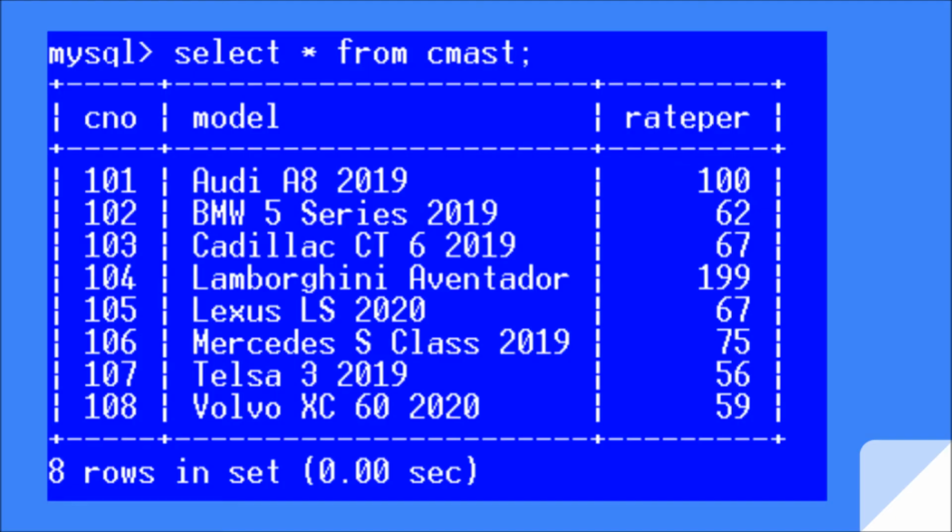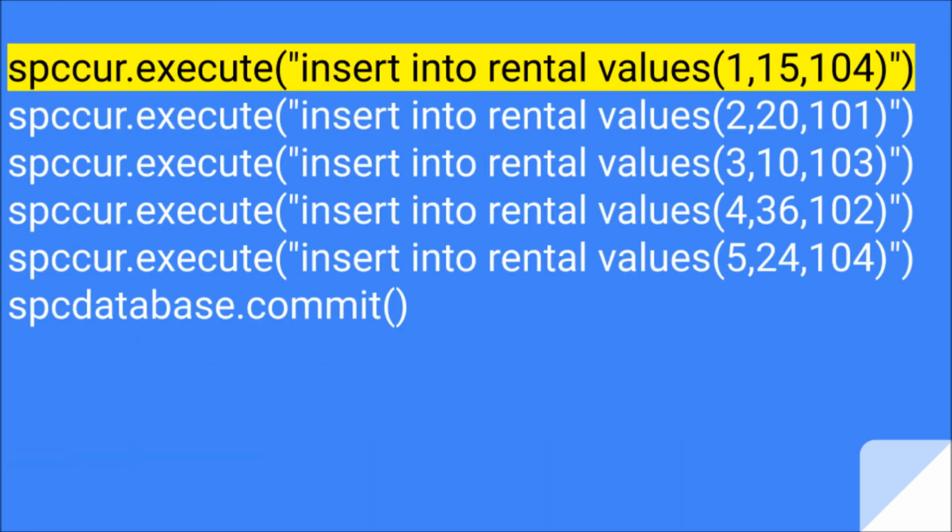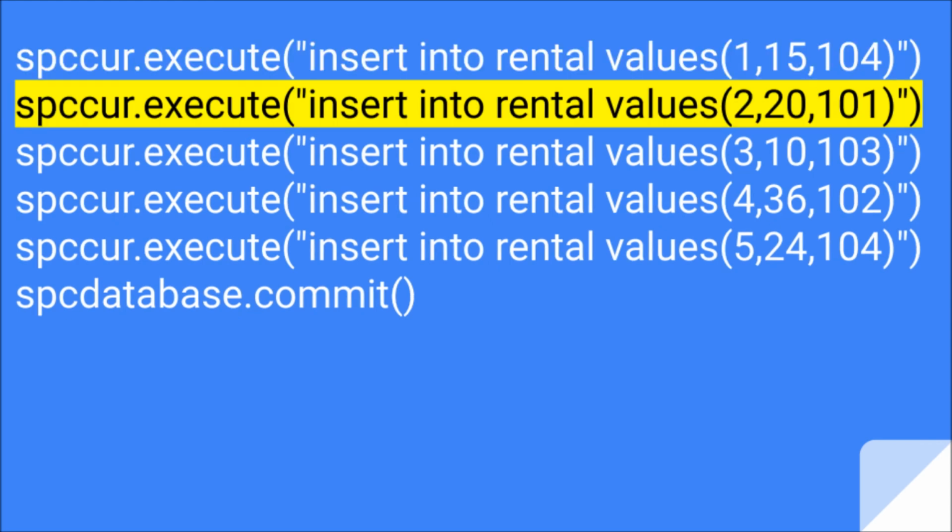We can cross-check the same by going into MySQL and giving the command select star from CMust. We'll see that the same output is displayed. After adding all the records in the first table CMust, we will now add the records in the second table rental. Suppose there are 5 records to be added.